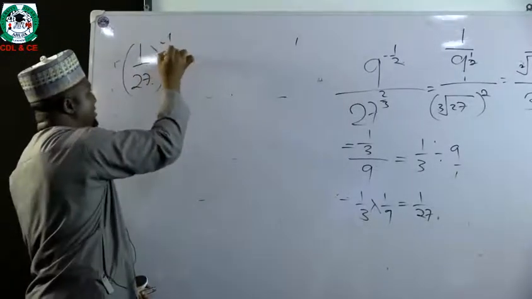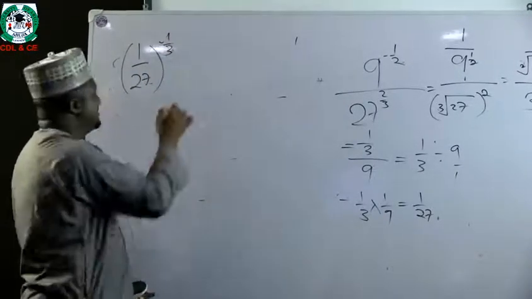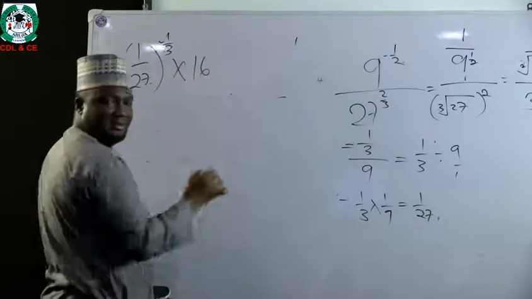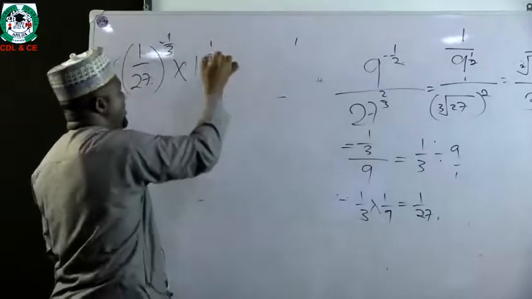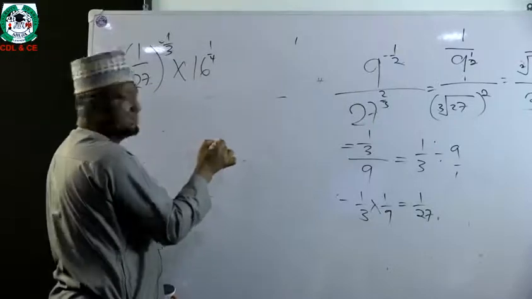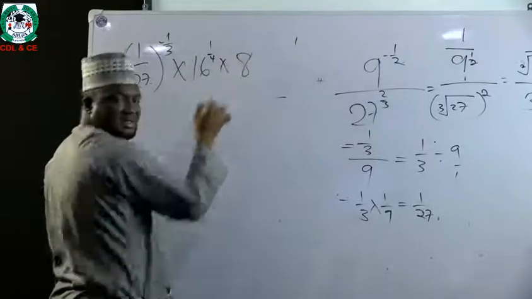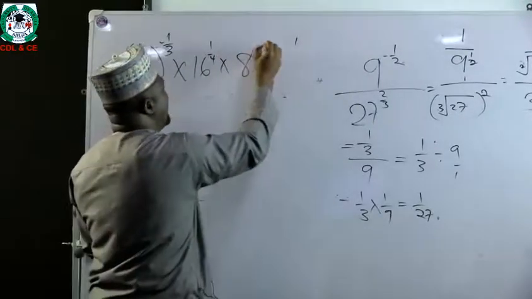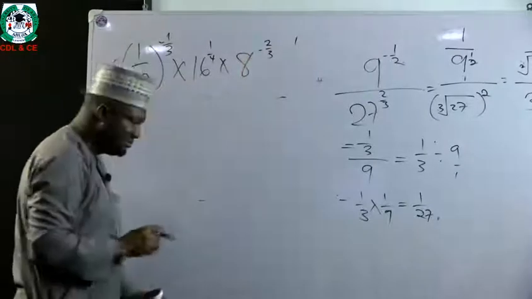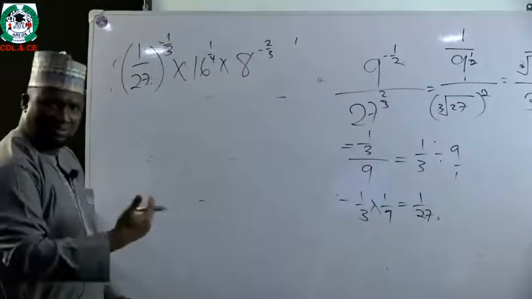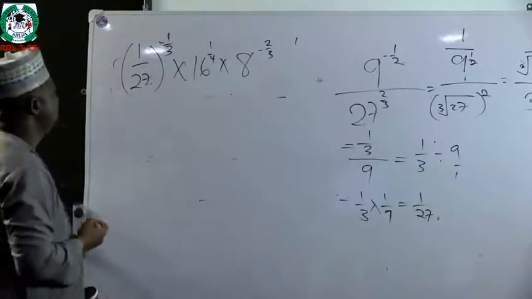minus 1 all over 3 times 16, 1 all over 4 times 8 minus 2 over 3. No, I think we should proceed and solve this.